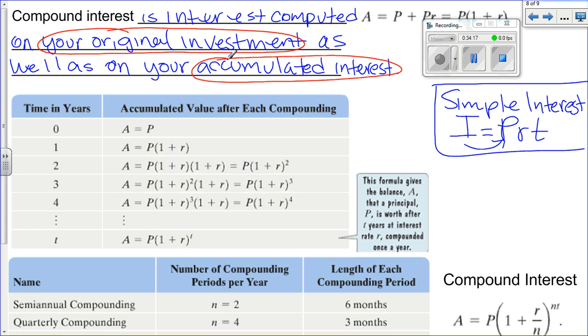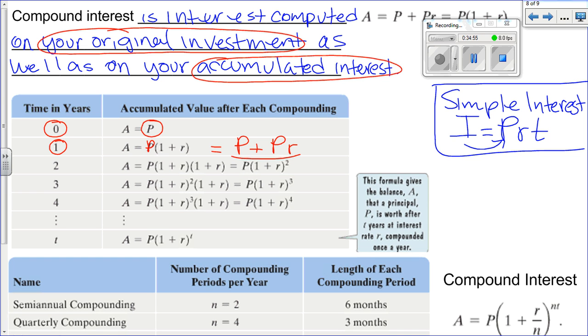So here's a little explanation of how that works. For example, you start with an investment at time equals 0. So your investment is just equal to capital P. And after 1 year, you're earning your principal plus your principal times the rate. So if you factor that, what do these two terms have in common? Right here. And if you factor that out, you get 1 plus r.